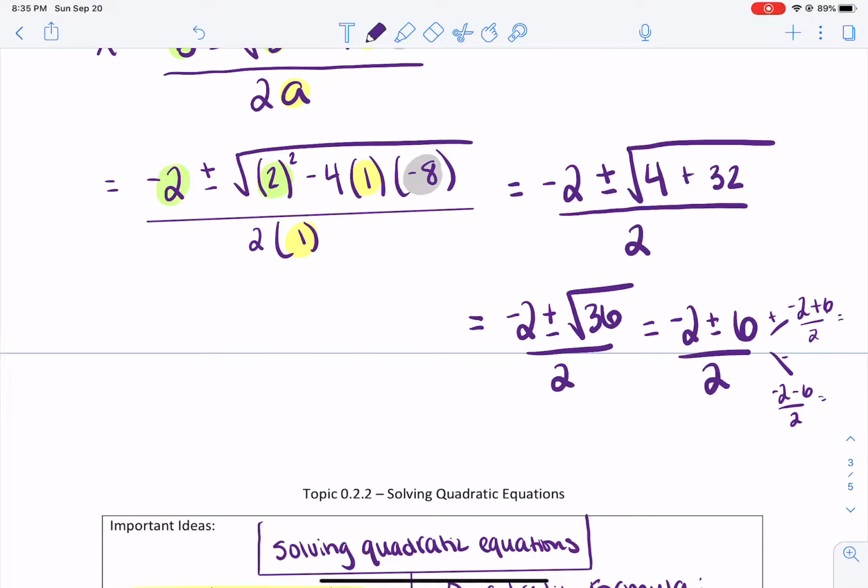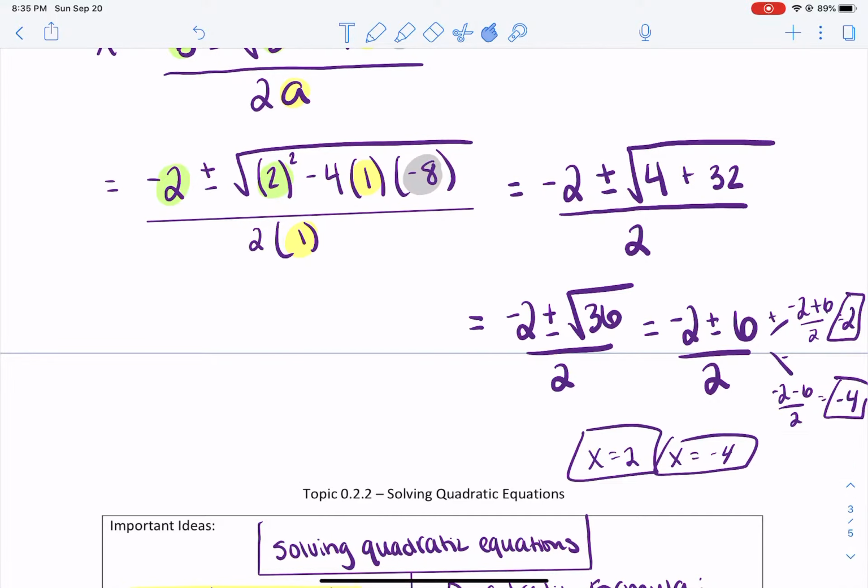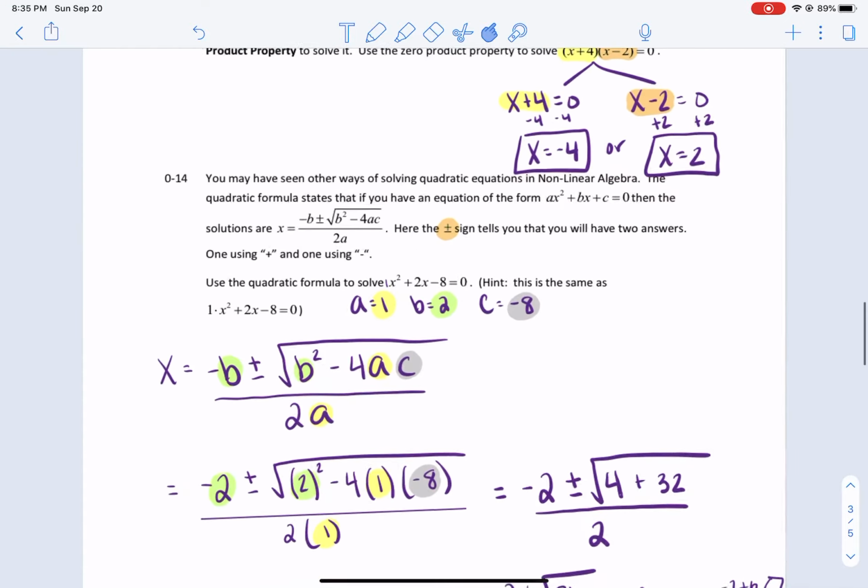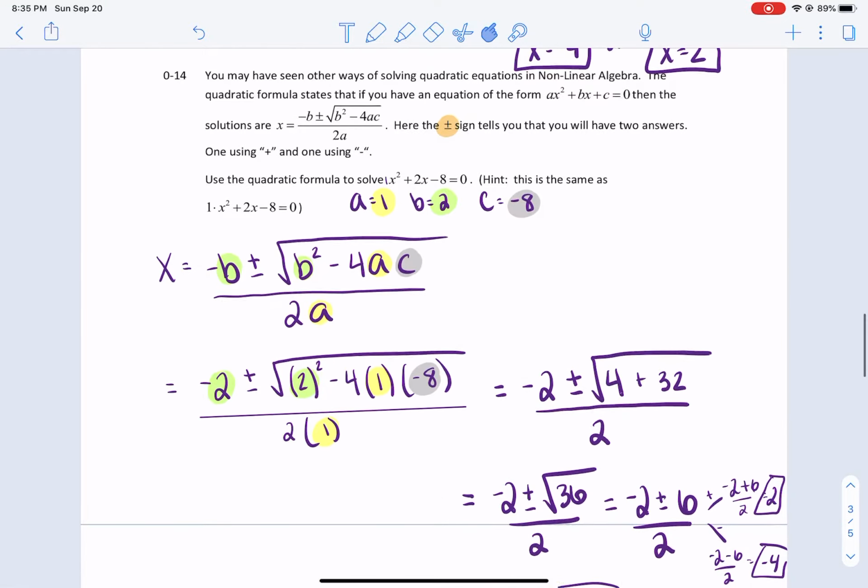All right, so that would give me 4 over 2, which is 2, and then negative 8 over 2, which would be negative 4. So my two answers are 2 or negative 4. And I guess a more formal way to write it would be x equals 2, x equals negative 4, but same thing. And notice that that was the same answer we had up here. It was just solved in a different way.